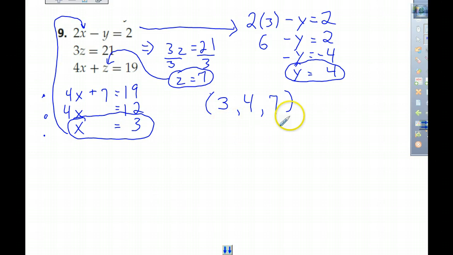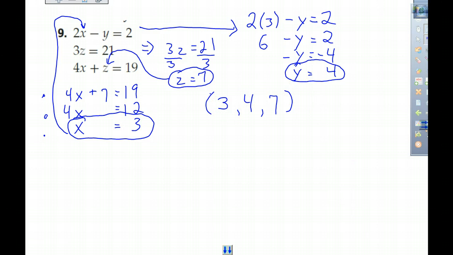Note how you write your answers. It's always alphabetical, not the order that you solve them. You don't put 3, and then 7, and then 4. It's all in the alphabetical order of the variables. Not too bad. Okay, any clarification needed?